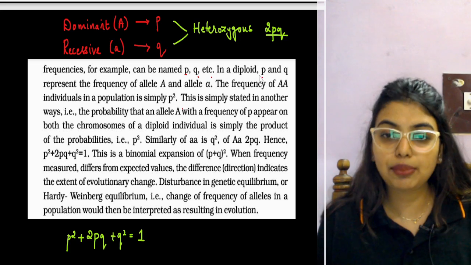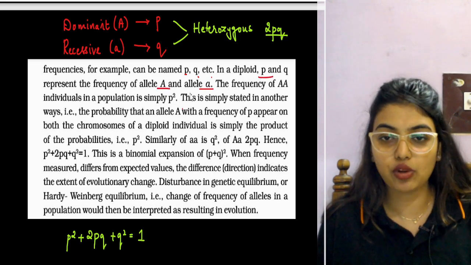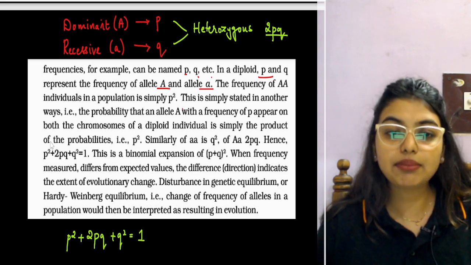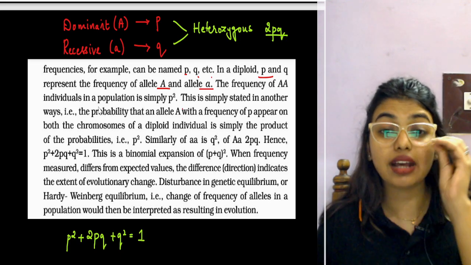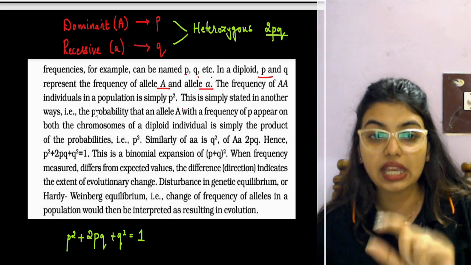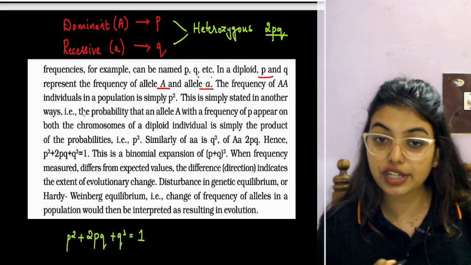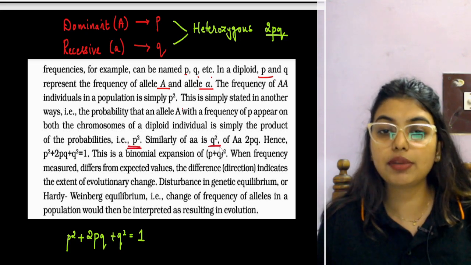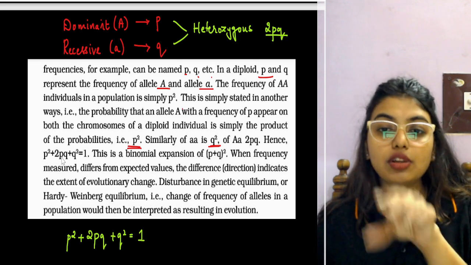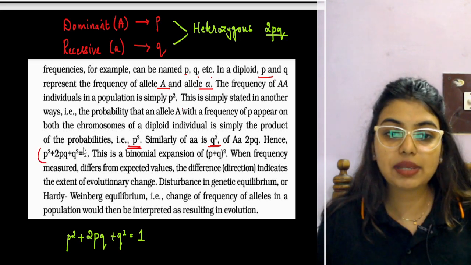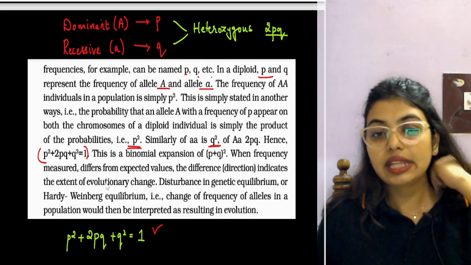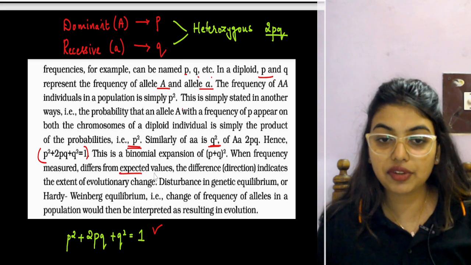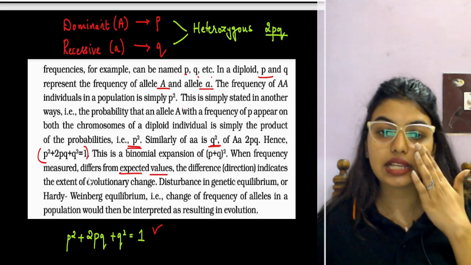In a diploid, p and q represent the alleles A and small a. The frequency of AA individuals in a population can simply be written as p square. Stated another way, the probability that an allele A with frequency p appears on both chromosomes of a diploid individual is simply the product of probabilities, p square. Similarly, aa is going to be q square and Aa is going to be 2pq. Hence the formula p square plus 2pq plus q square. This is a binomial expression of (p plus q) square. When measured frequencies differ from expected values, the difference indicates the extent of evolutionary distance.